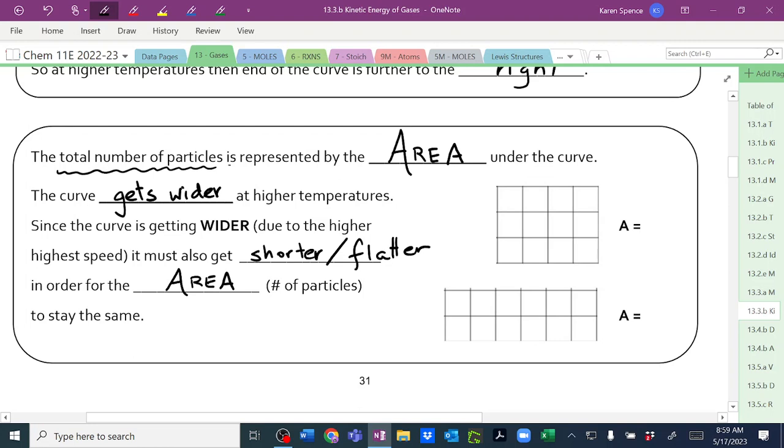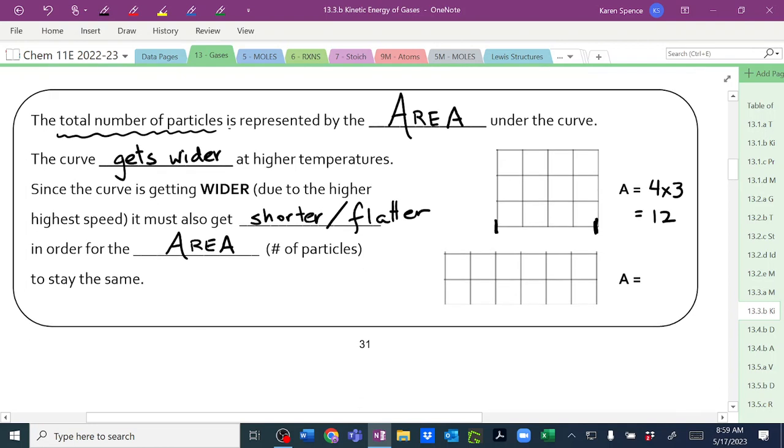And in case you are having trouble visualizing that, if we have less width, this is a 4 by 3, gives us 12. If we have a wider curve, this would be a 1, 2, 3, 4, 5, 6 by 2, and the area remains the same.